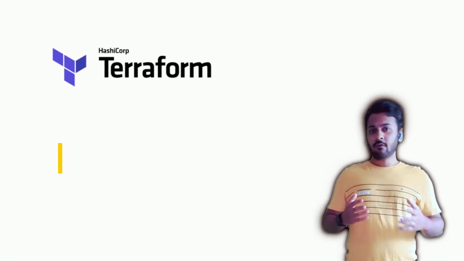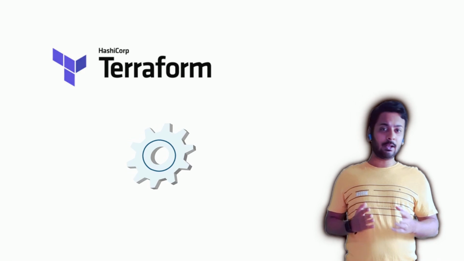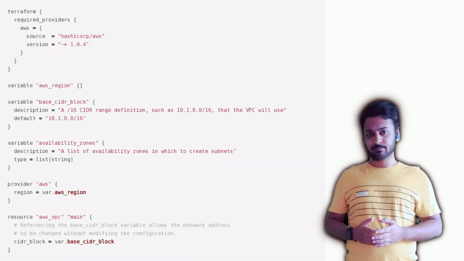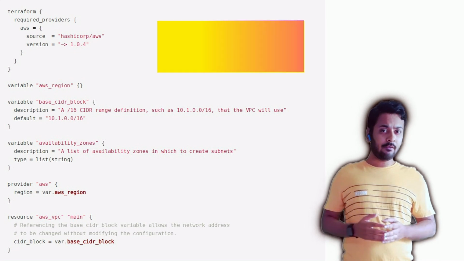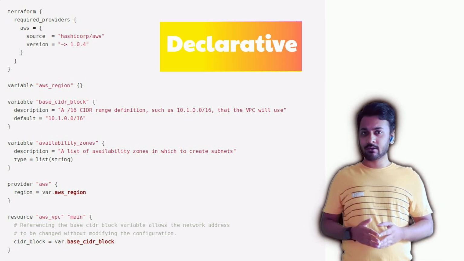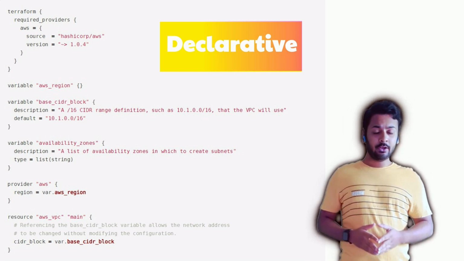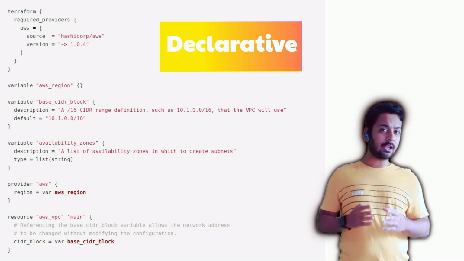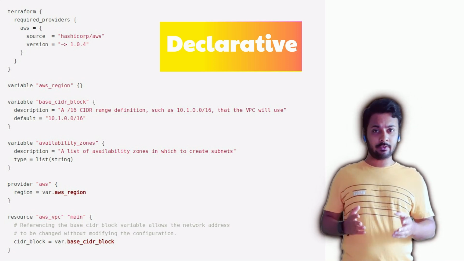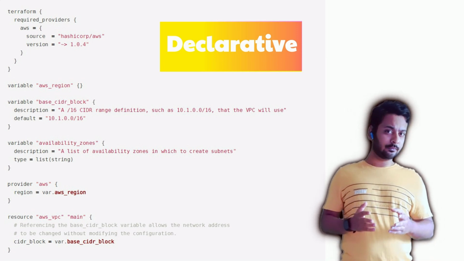So, Terraform is an open source tool. It is used to automate the deployment of infrastructure as well as manage the infrastructure. It is a declarative language which is used to deploy your platform as well as the services which are running on those platforms. Declarative meaning you don't have to define each and every step of the process. You just have to define the end result and Terraform will figure out how to execute those.